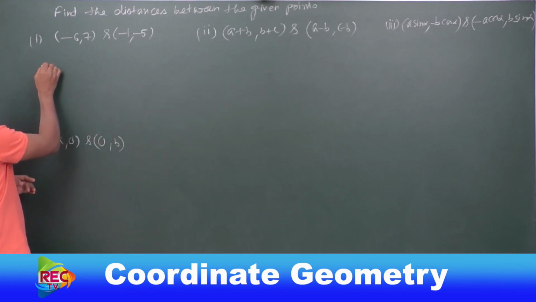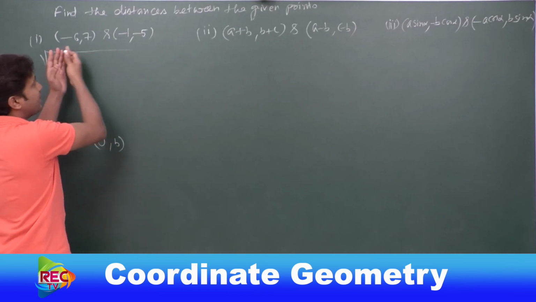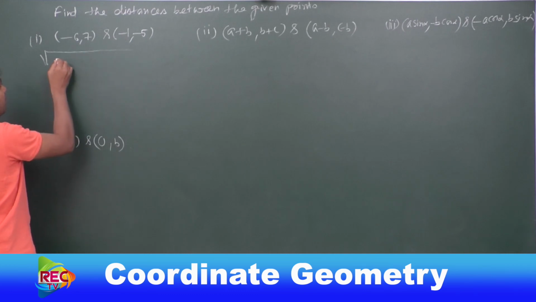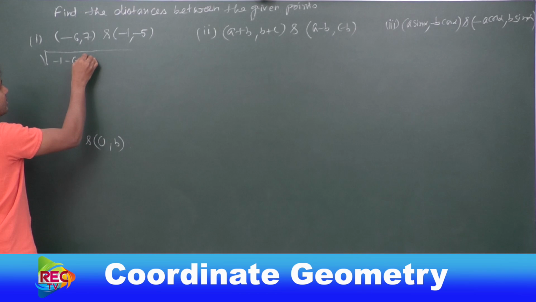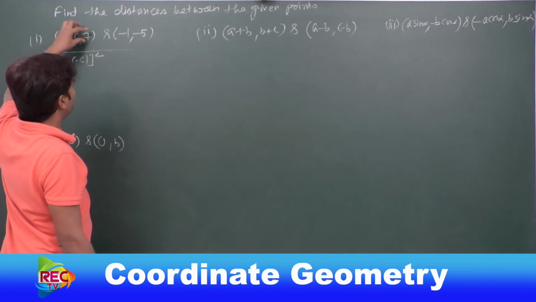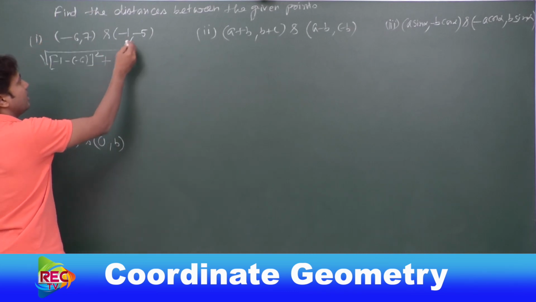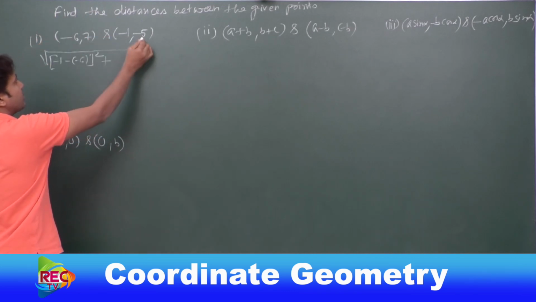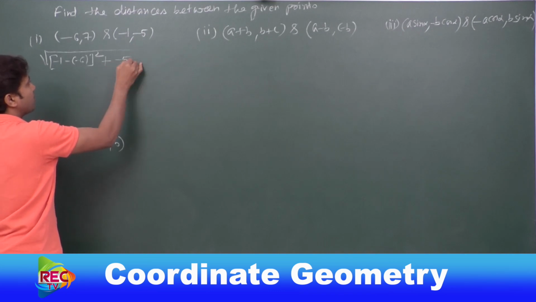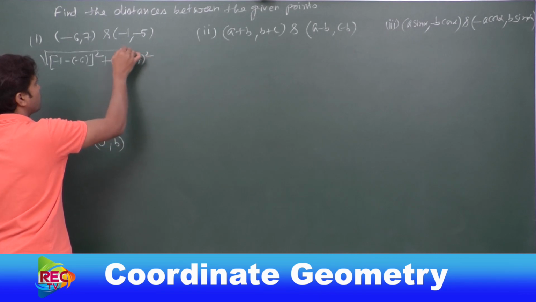So if you are considering like this, then the distance would be under square root (x2 minus x1) whole square. What is x2 here? -1 minus of -6, that would be whole square. (-1 - (-6)) whole square plus, now y2 minus y1. y2 is -5, minus y1 would be -7, whole square.